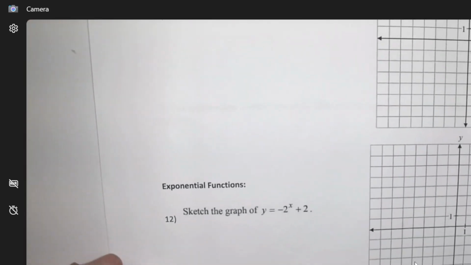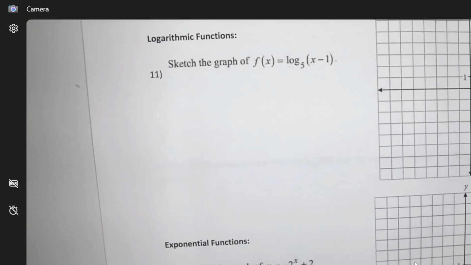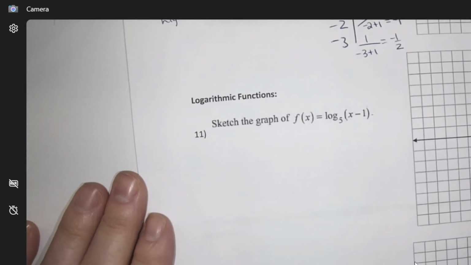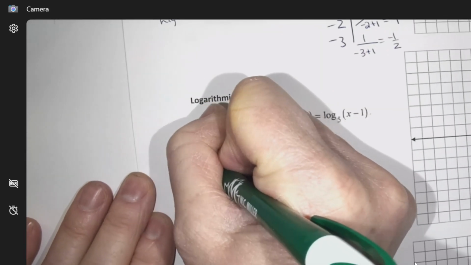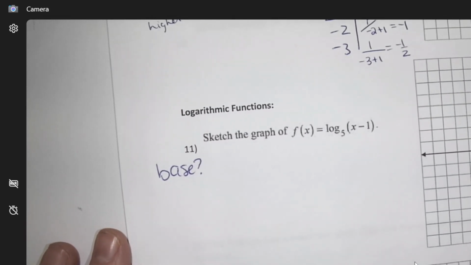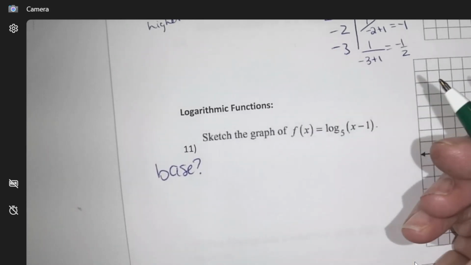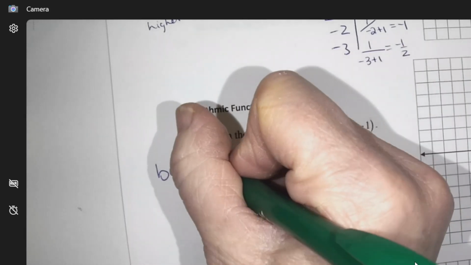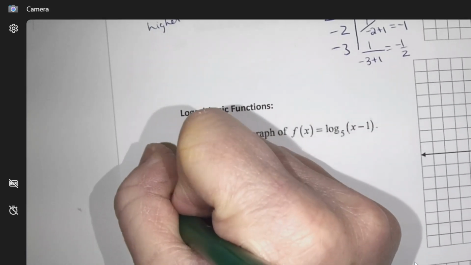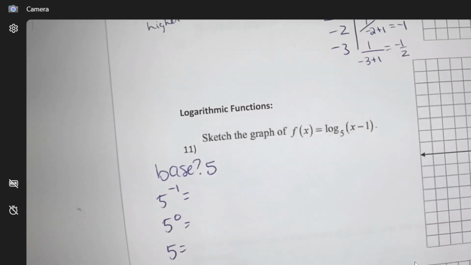Okay, these next two questions have us graphing logs and exponentials. It doesn't matter if it's a log or an exponential. Your first question is always, what's the base? What's the base of this? 5. Then you run 5 to the negative 1, 5 to the 0, 5 to the 1.